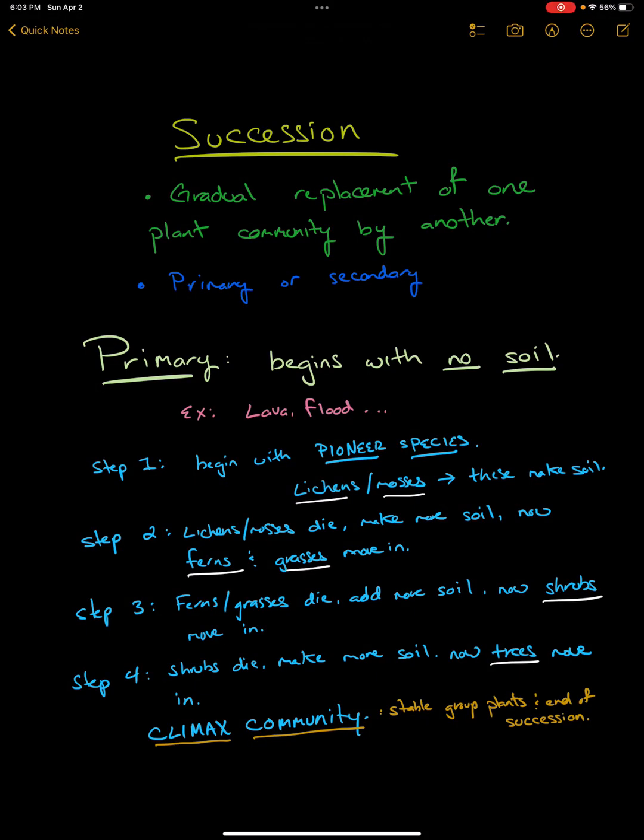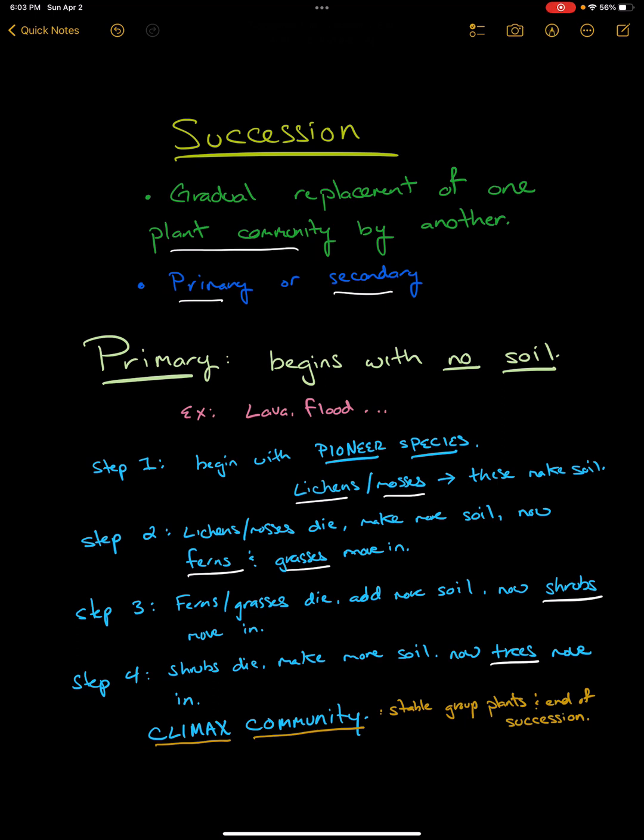All right, guys, let's talk about succession. Now, succession, by definition, is the gradual replacement of one plant community by another. Okay? And we always look at the plants, because plants start the bottom of my food chain, and so no other organisms can live in an area unless I have a plant community there. Now, succession, I have two types. I have primary or I have secondary succession.